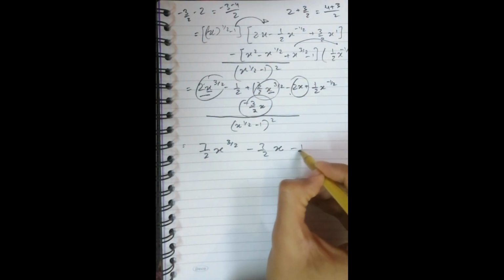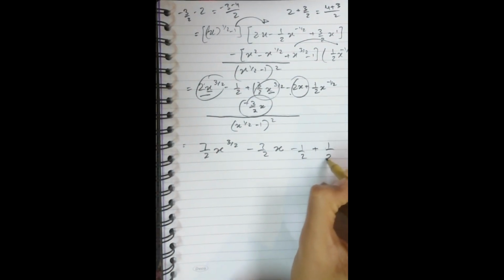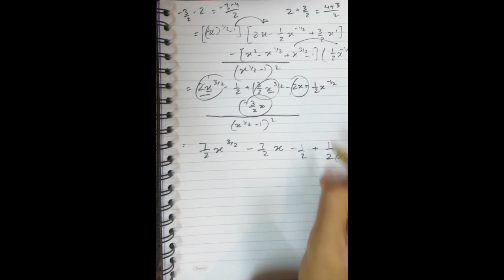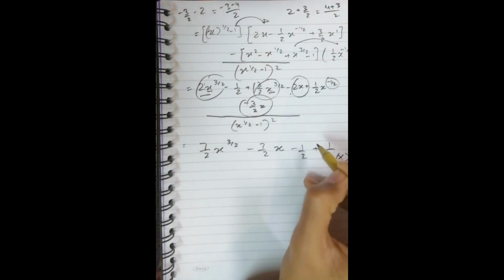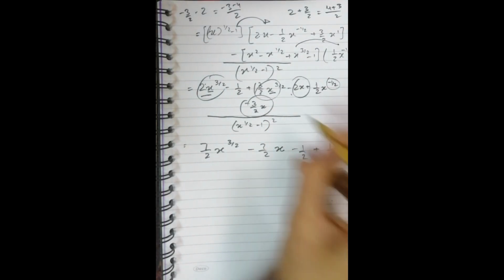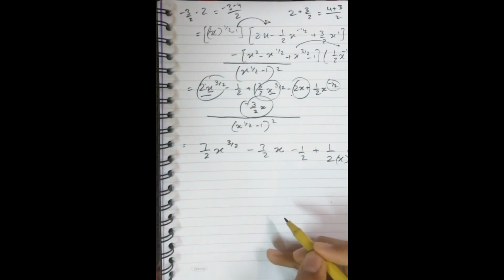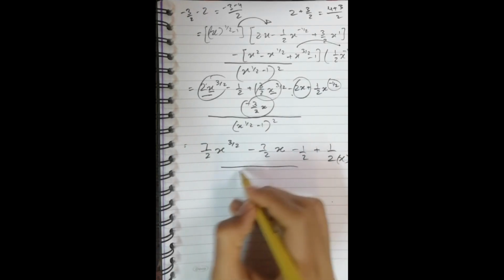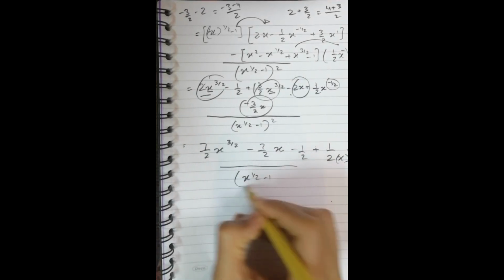Minus 1/2 and plus 1/2 x. You can see that this is with a negative sign, so if you reciprocate this term, this is in the numerator, so if you take it into the denominator, it would become x^(1/2). The negative sign would vanish. Now in the denominator we have (x^(1/2) - 1) whole square.